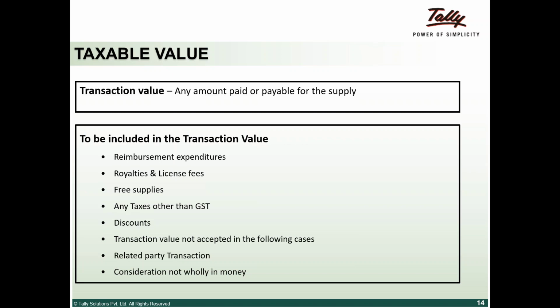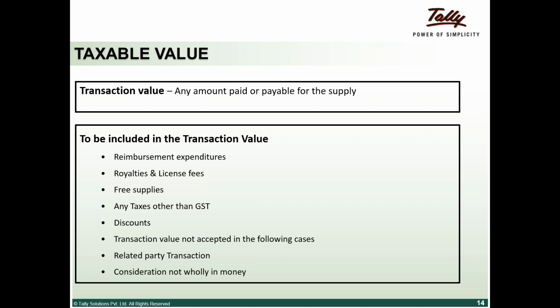So basically, what they are telling is, any amount, whatever you want to call it, charged for a supply is what becomes a transaction value. Earlier, we had this whole confusion around where reimbursement will fall, whether I need to charge tax on it or not, and things of the sort. So they have now clearly defined that you may call it reimbursement, you may call it royalty, you may call it free supplies.